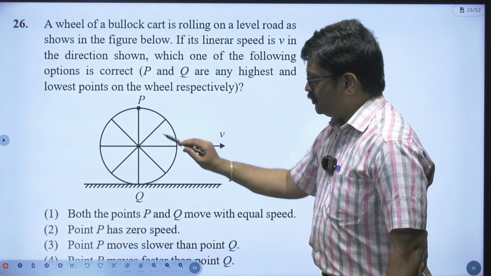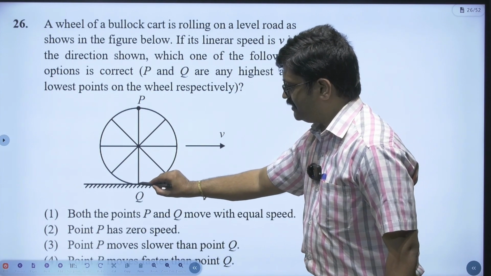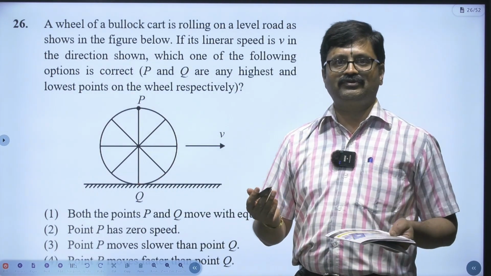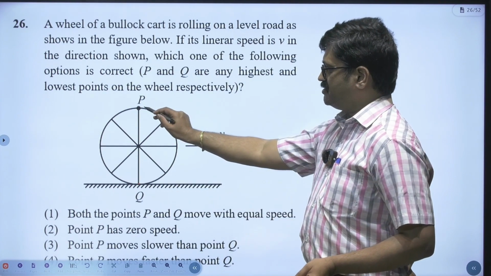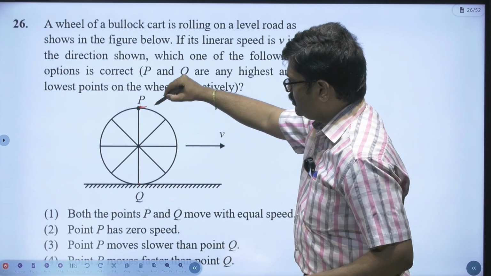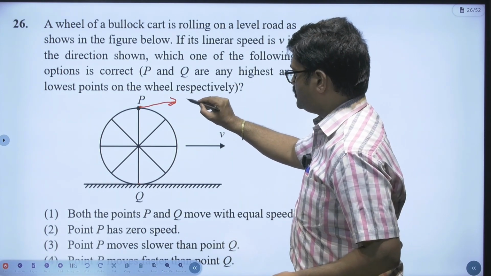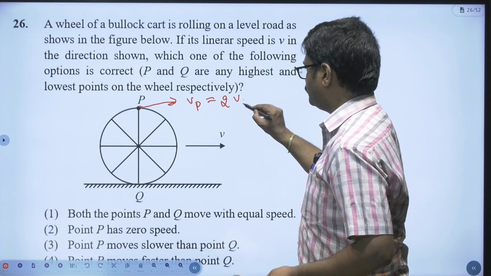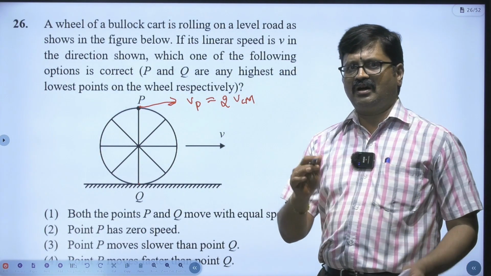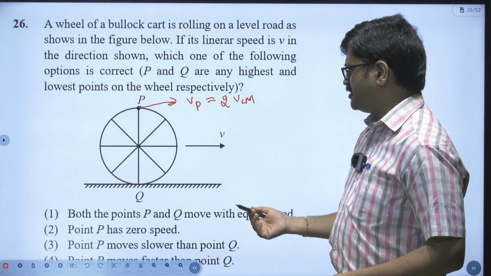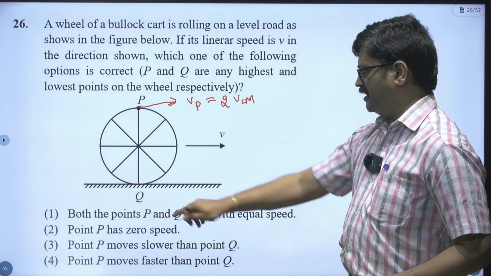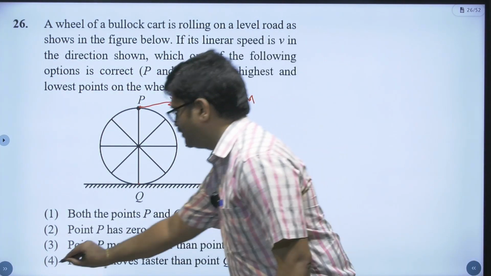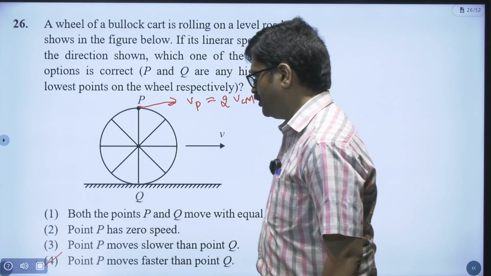Now remember, in rolling motion, the point in contact with the surface, the velocity at that point we can safely assume to be 0. And the velocity at P, the highest point, Vp is equal to 2 times the velocity of center of mass. I need not solve it, my dear friends, because we just need to consider the right choice. We can see that point P moves faster than point Q. We can very clearly understand this. So option 4 happens to be our right choice here.